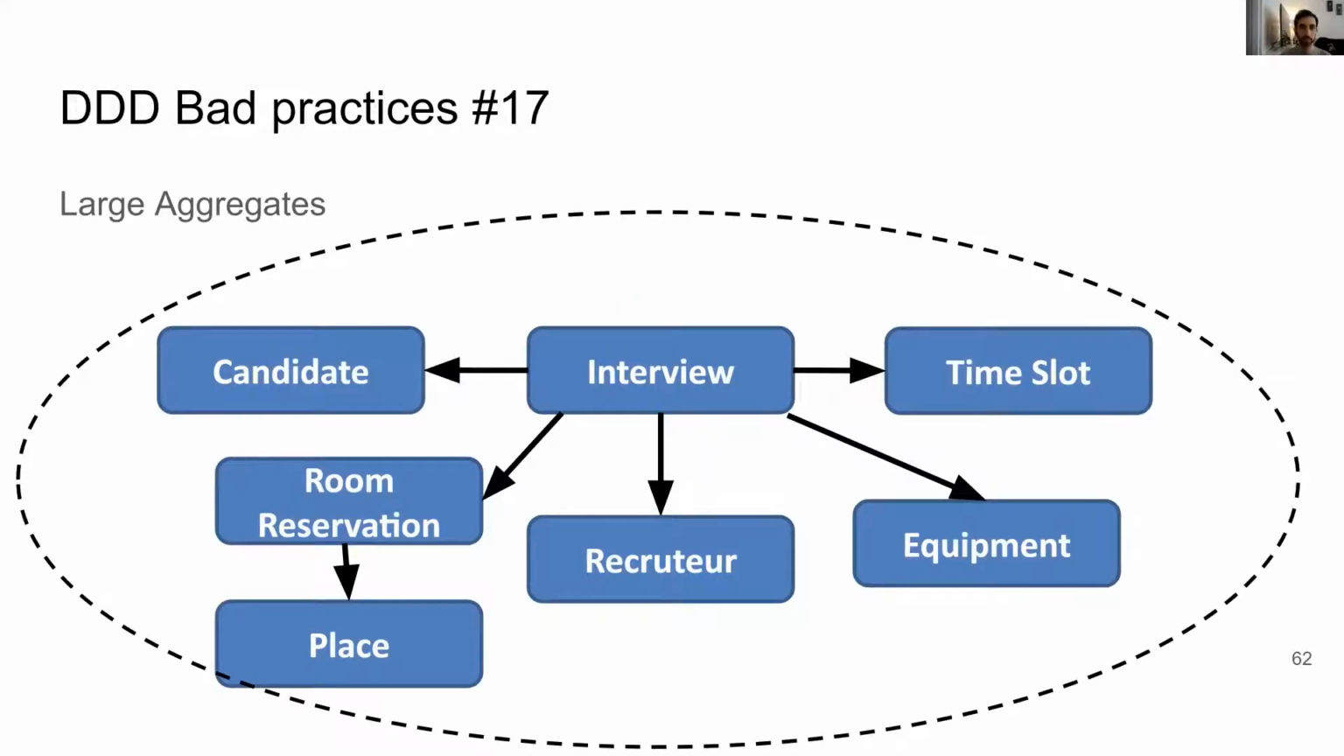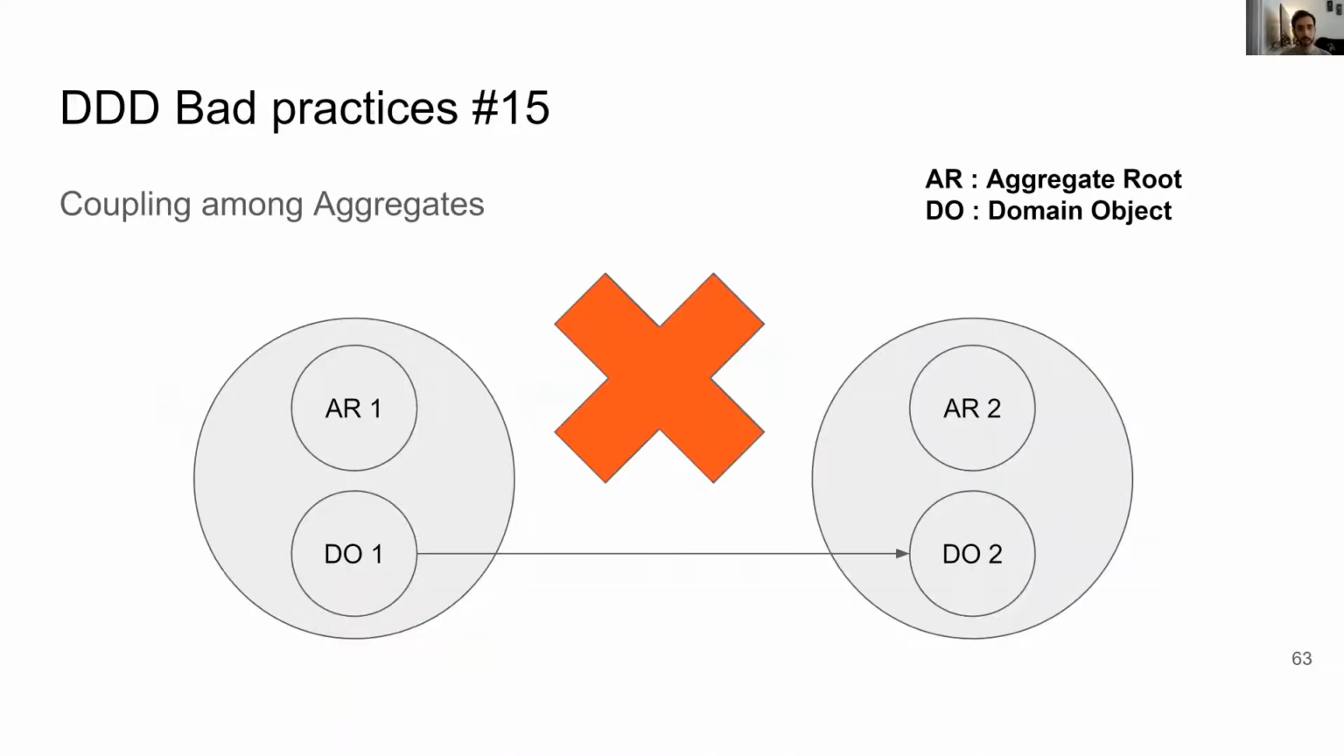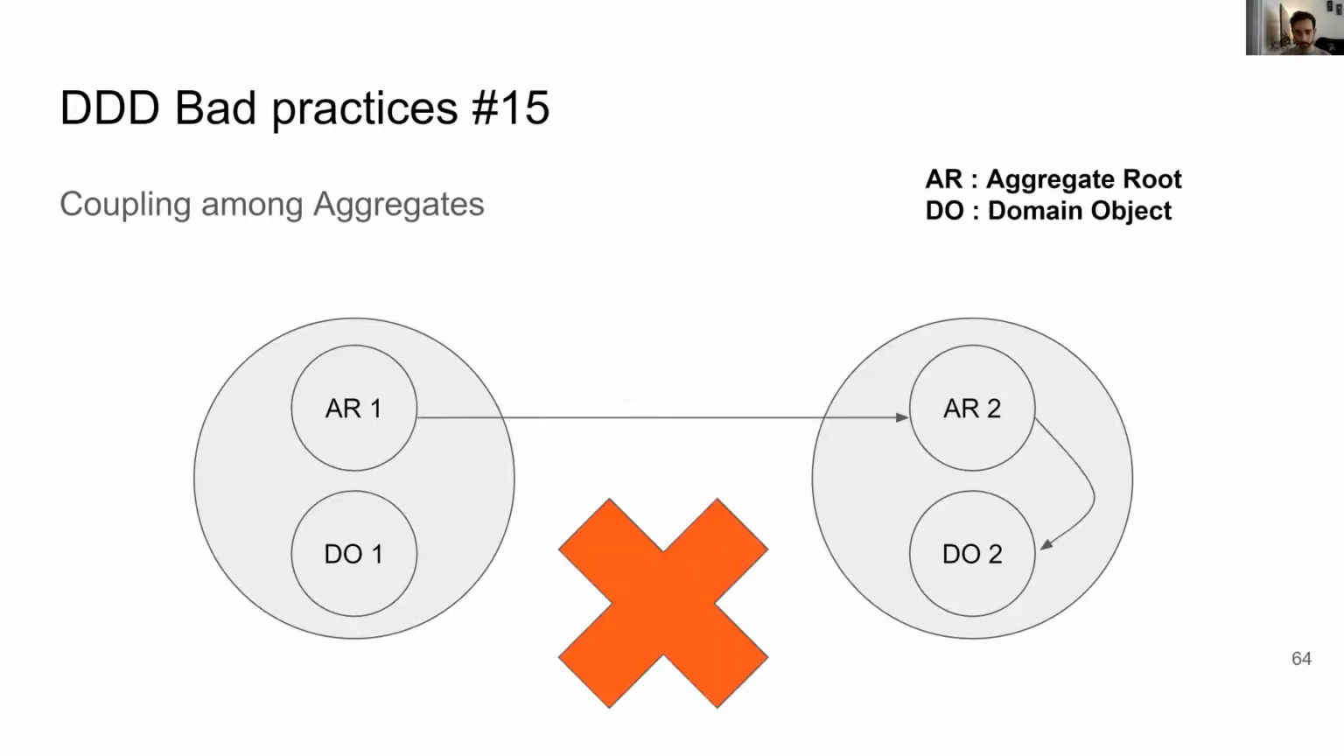For example, here is the interview, and the DO is a domain object inside of your aggregate. So the idea is to pass by the aggregate roots. Each time that we want to talk with another domain object, we should pass by the aggregate root. But even with this solution, we could have a coupling between the aggregates. So it's not a good solution again.